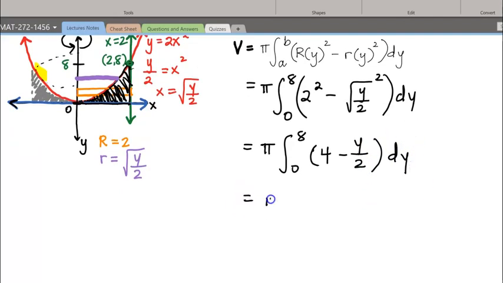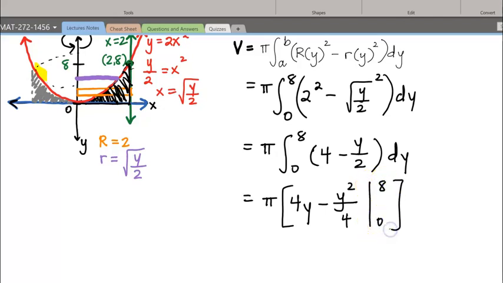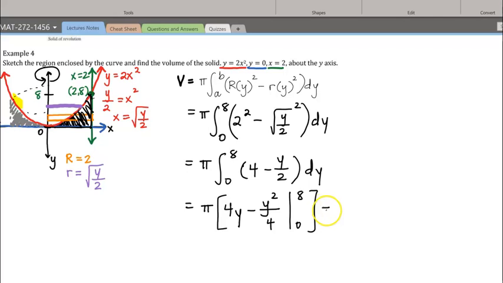The integral of 4 is simply 4y, and the integral of y divided by 2 is y squared divided by 4. Increase the exponent by 1 and divide by the new exponent. This is evaluated from 0 to 8.